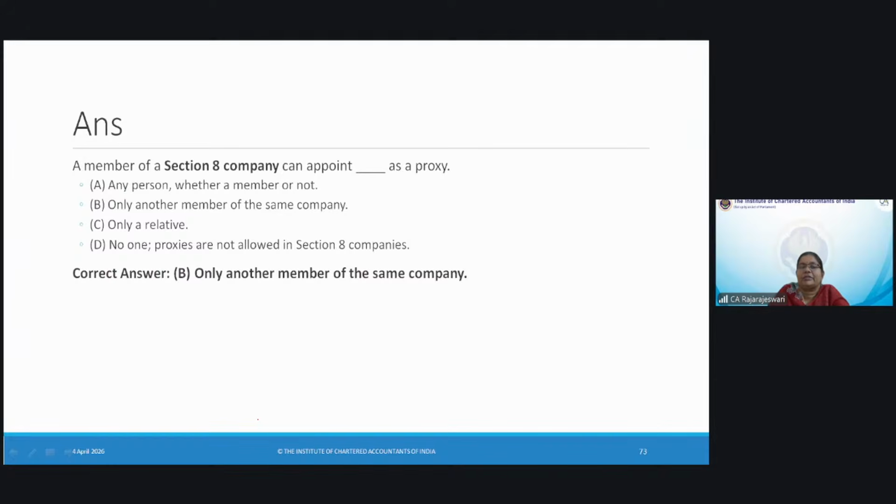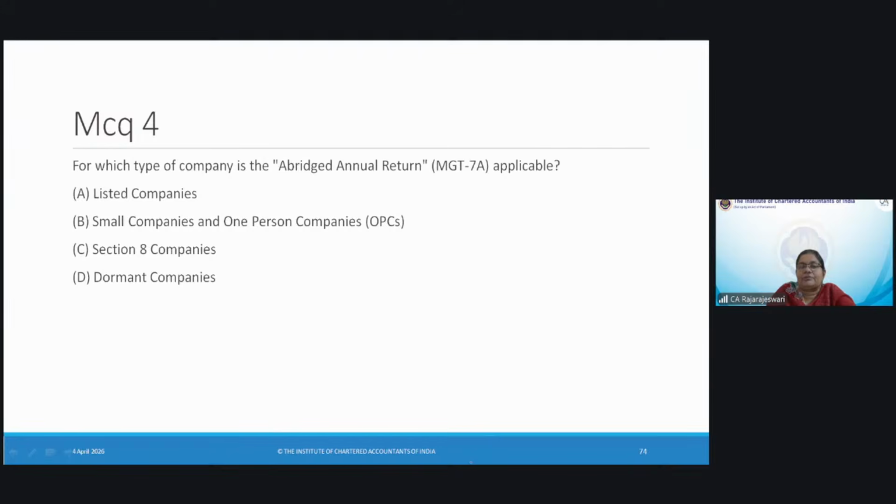For those who have got the answer wrong, please verify what the reason is, where you have gone wrong. The Act is clear that for a Section 8 company, a member alone can be a proxy.